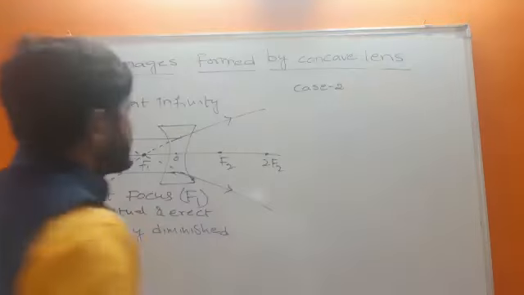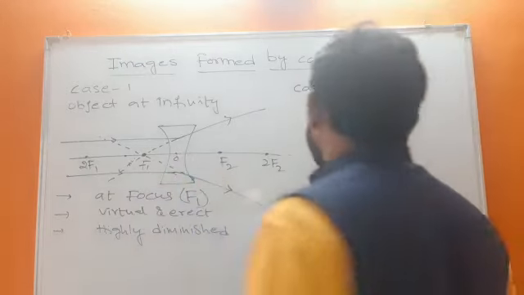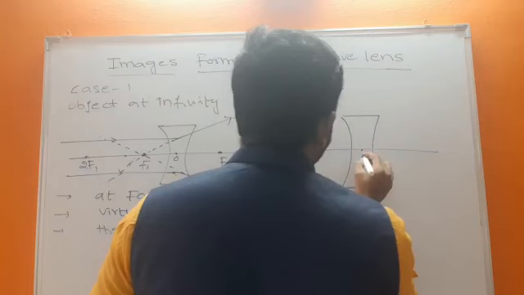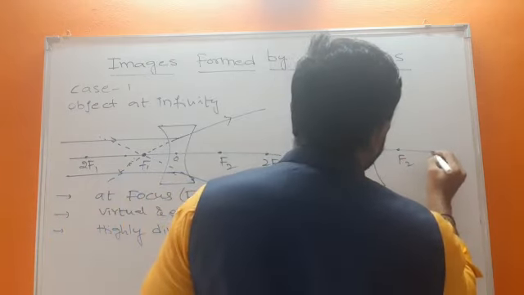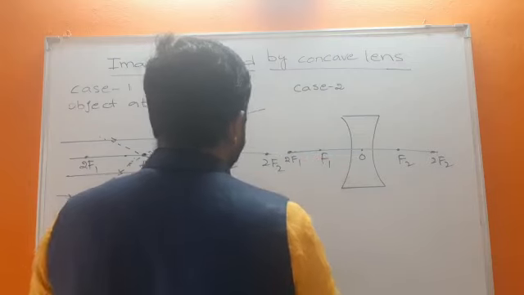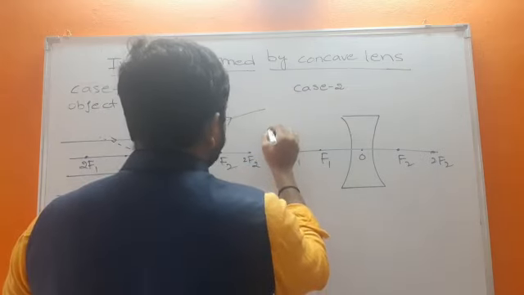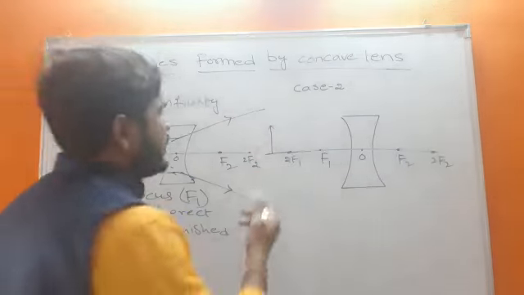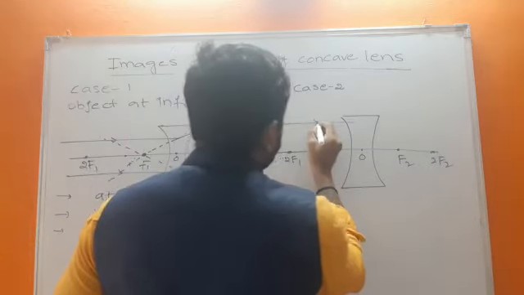Now move on to case 2. In case 2, we place the object AB anywhere from the optic center of the lens and infinity. Let's have a look here. Biconcave lens, optic center, here we can see focus F1, this is 2F1, this is F2, 2F2. Suppose I am placing the object behind the 2F1. Then where can the image be seen? AB is an object placed behind the 2F1.